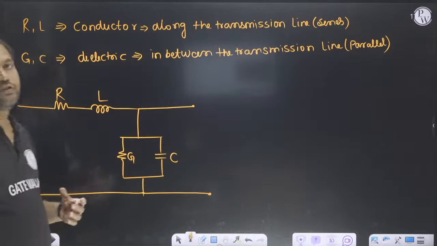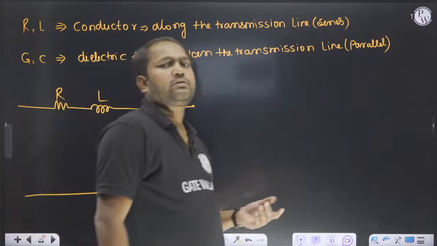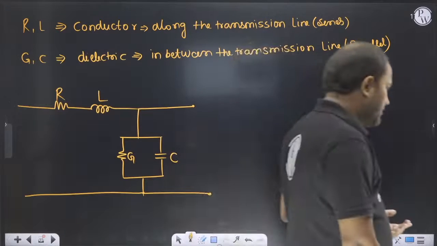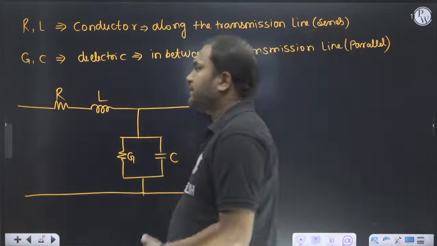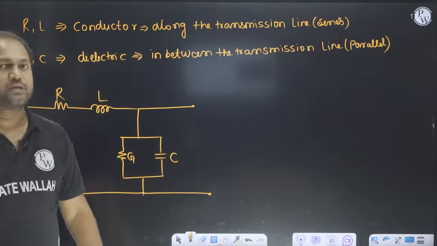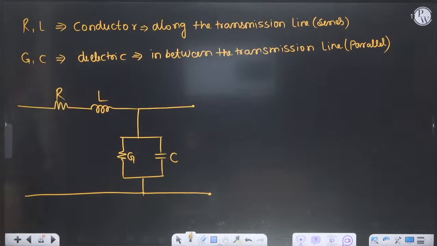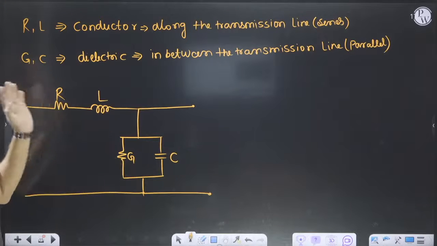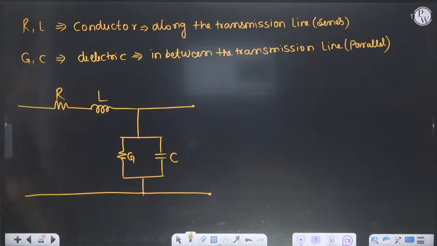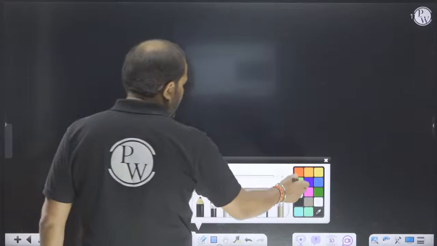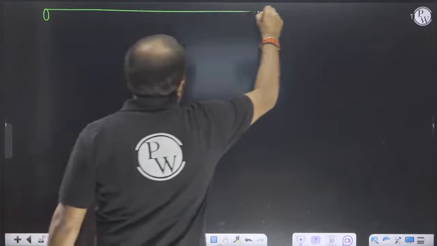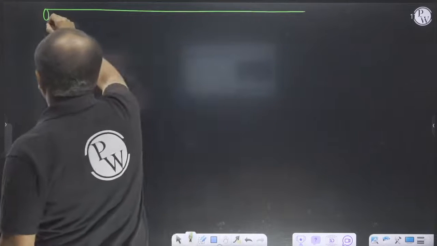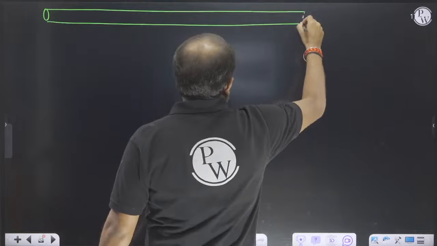There are three types of network. First one is the L network, second one is the T network, third one is the pi network. So the transmission line will be replaced by these three types of network: L network, T network and pi network. Here it is a transmission line.